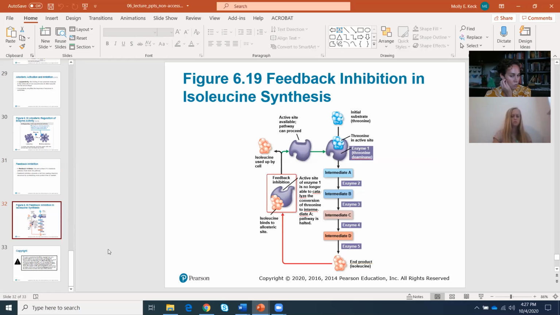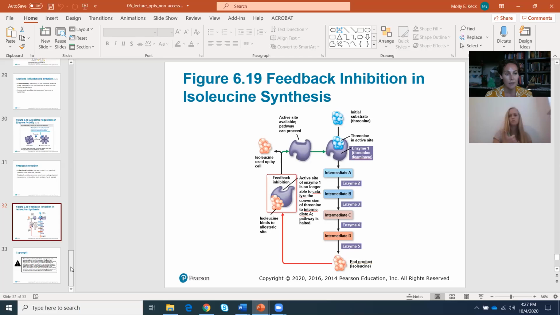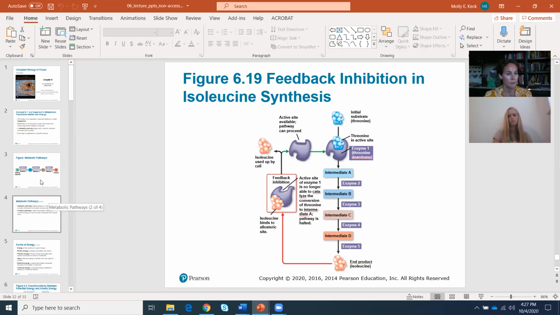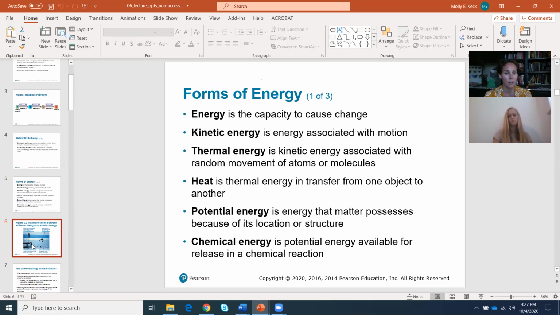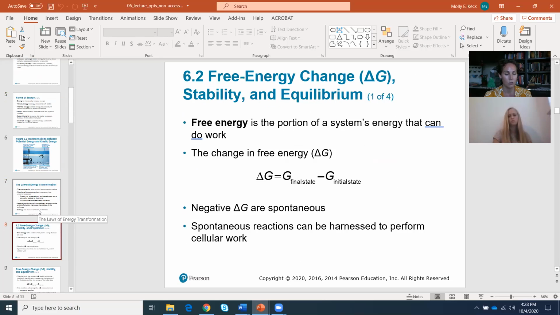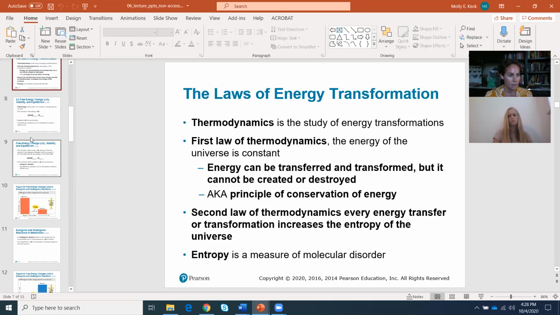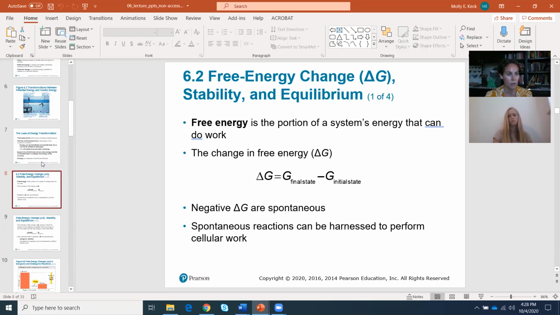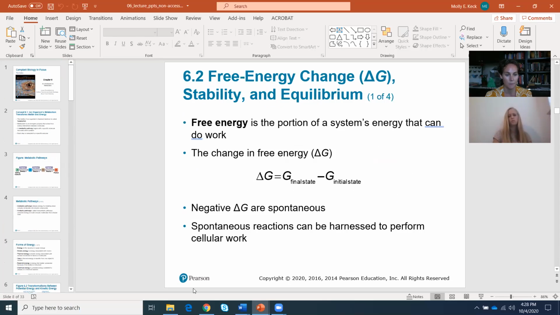Okay, I'm going to switch to chapter 7. Are you guys good on chapter 6? It's basically enzymes and how they work, lowering the energy of activation, the types of energy that there are, then the two laws of thermodynamics, and then just understanding what free energy is, just kind of a lot of glossary terms. Okay, so I'm going to stop sharing that, and I'm going to share 7.